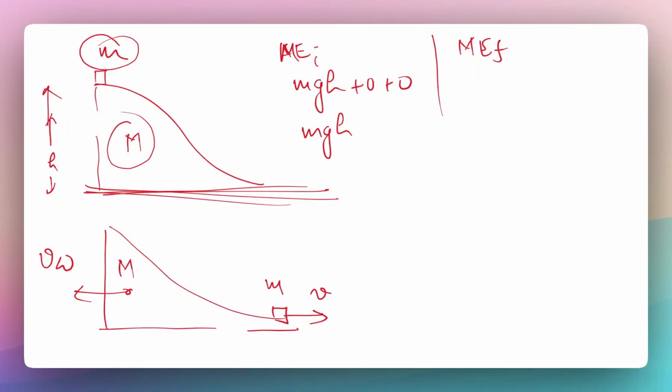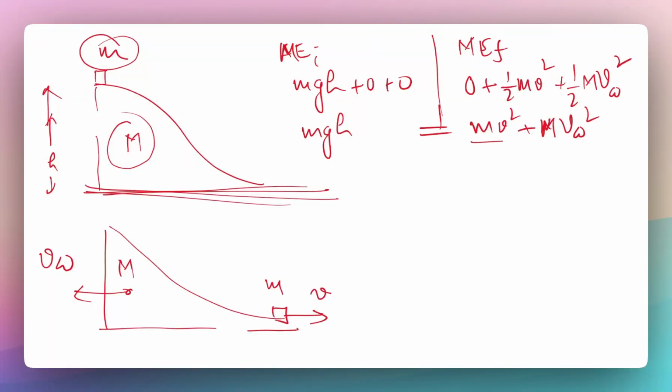The potential energy now is 0, plus half m into v square for the small block, plus half capital M into v wedge square. And this will be equal to the initial energy, because now the energy will remain conserved. So 2mgh will be small m v square plus capital M v wedge square. And that equation we got from the law of conservation of mechanical energy.